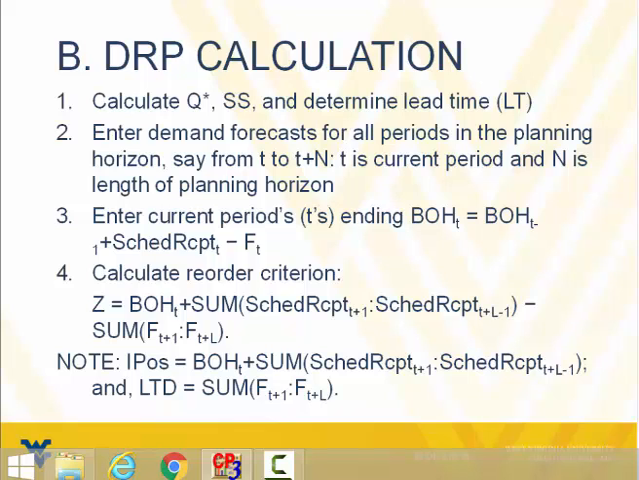We look at this in the example, but what we have to do is calculate the reorder criterion, which we are going to call Z. The reorder criterion will help us understand when an order is triggered. And when you work this out backwards, this is nothing but your reorder point, because it includes your lead time demand, your inventory position, and your balance on hand, and your inventory position is equivalent to your reorder point.